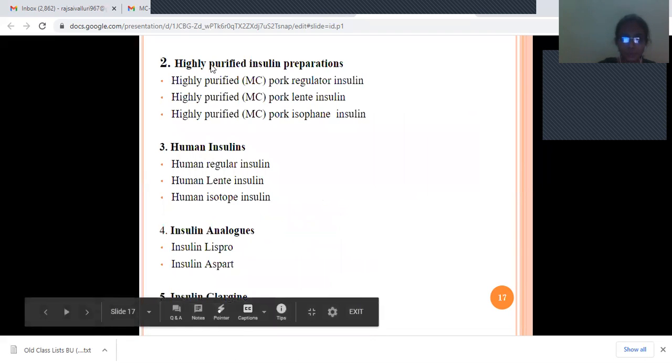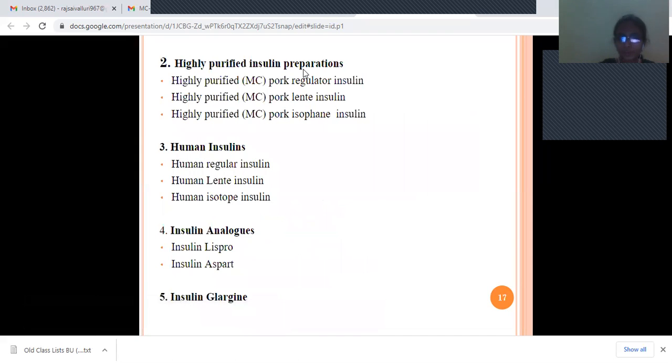Next, highly purified insulin preparations. This type of insulin is mostly used in the developed countries. It is divided into three types: highly purified pork regular insulin, highly purified pork lente insulin, and highly purified pork isophane insulin.